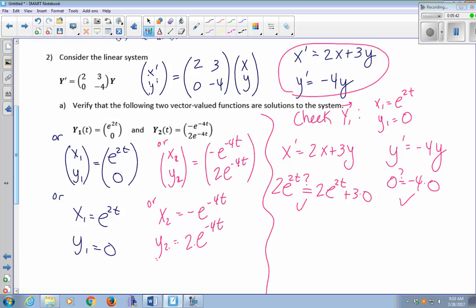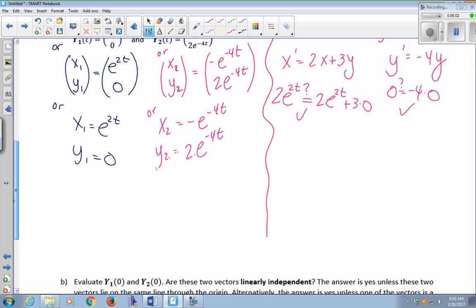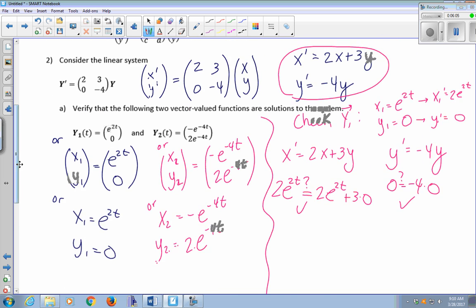You can't do that. So what you need to do is up here, before you even start, you have to say, okay, that means that x1 prime is 2e to the 2t. And up here, that means y1 prime is 0. And then you have to plug those into the left sides. Make sure your equation is true. I do need to check them both. I'm only checking y1 right now, which is x1 and y1. Next, I'm going to do y2.